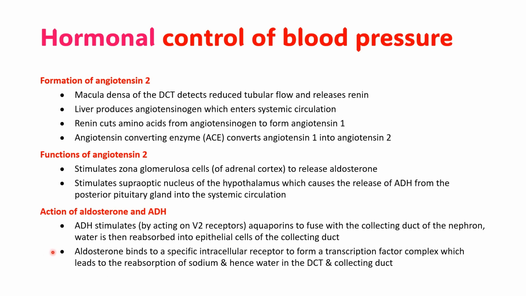Aldosterone binds to a specific intracellular receptor to form a transcription factor complex, which leads to the reabsorption of sodium and hence water in the distal convoluted tubule and collecting duct. The channel through which the sodium and water are reabsorbed is called ENaC channels. They're a type of specialized sodium channel, essentially. Aldosterone is binding to specific receptors on specialized cells within the nephrons of the kidneys called principal cells, and the other main cells in that area are called intercalated cells. Intercalated cells are more involved with acid-base balance.